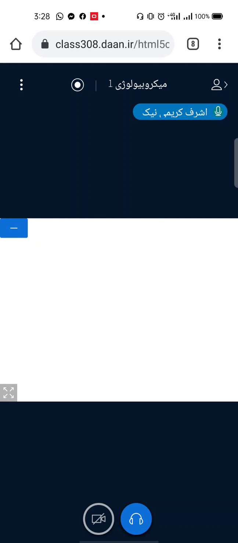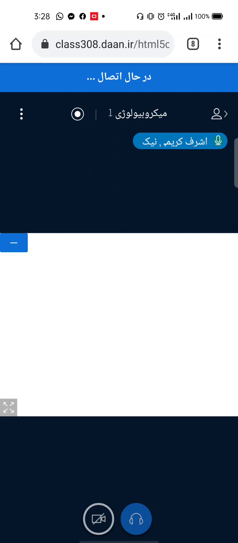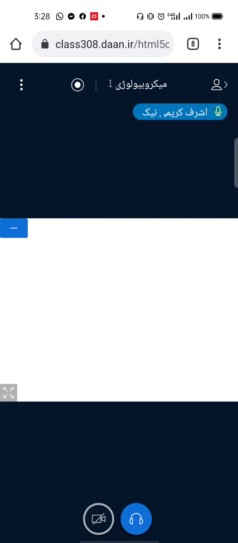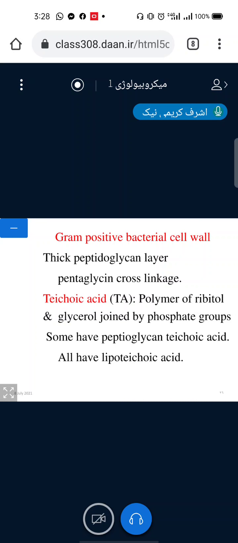Thick peptidoglycan layer, pentaglycine cross-linkage in Staphylococcus aureus. Teichoic acid. What is teichoic acid? Some gram-positive bacteria have teichoic acid. Teichoic acid is a polymer of ribitol and glycerol joined by phosphate groups.